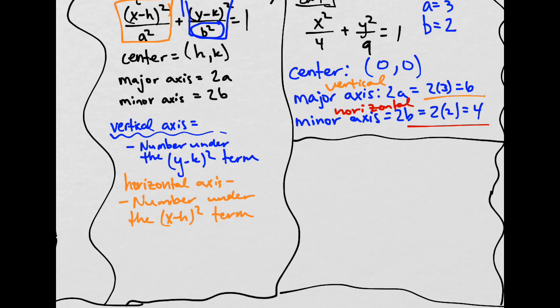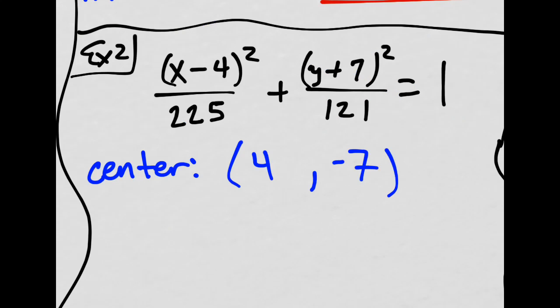Yeah, you change the sign. Anytime you pull it out of parentheses, you change the sign. That's a good rule of thumb. When you're taking it out of the parentheses, you change the sign. So 4 and -7 would be the center. Okay.